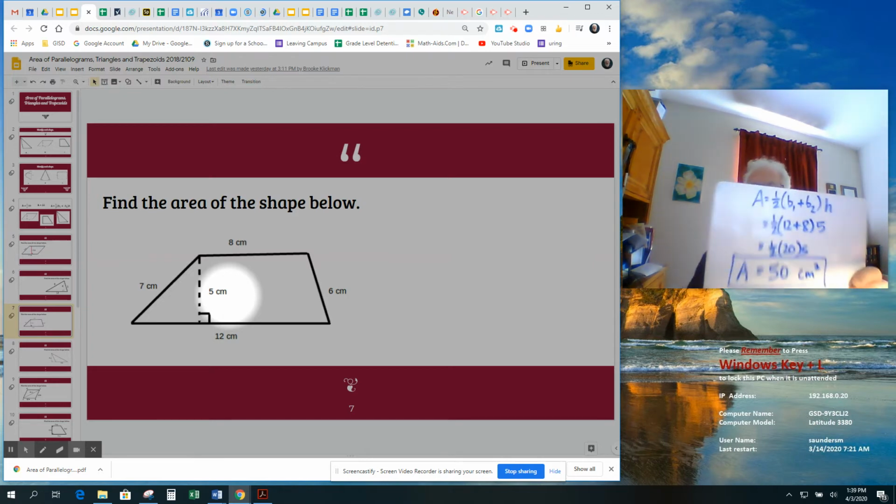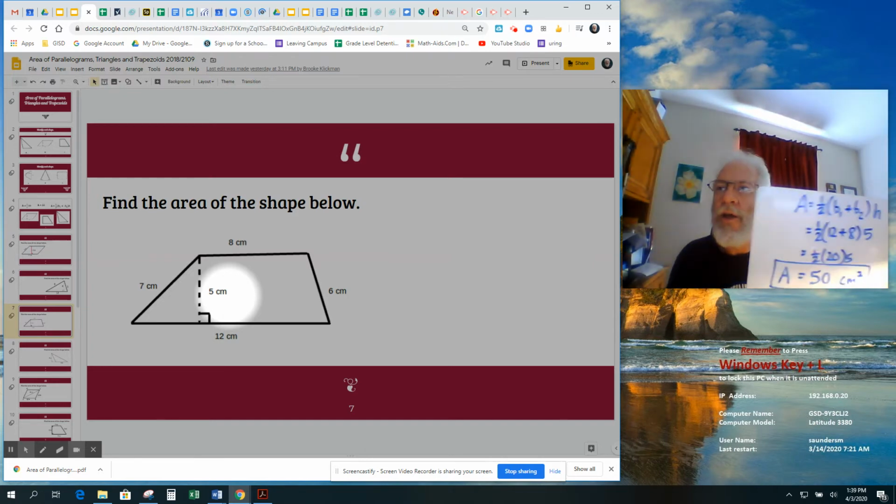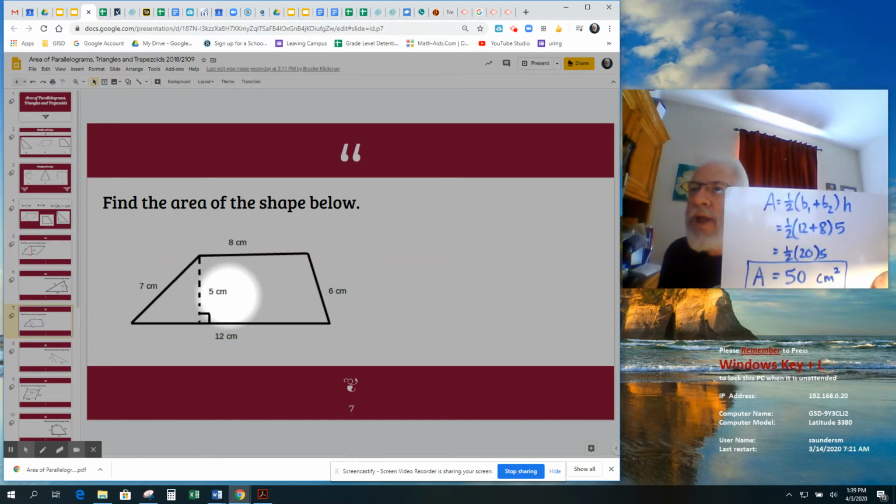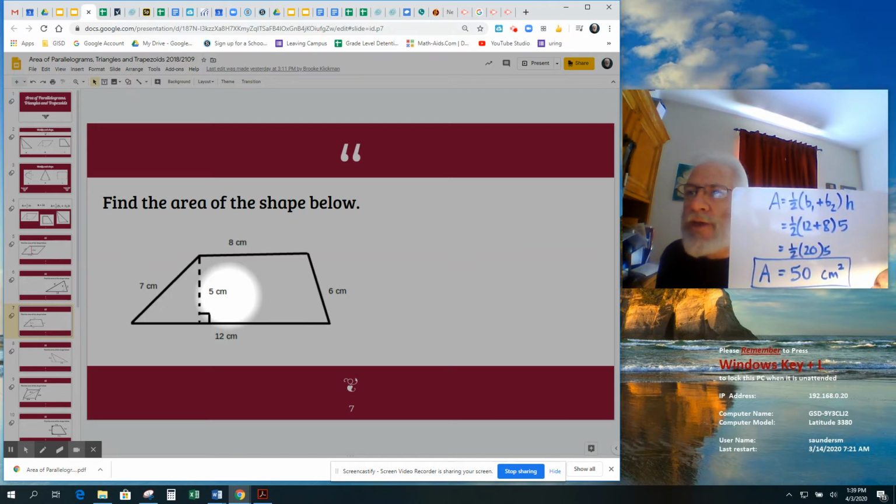So here's my total calculation. The area equals 1/2 times (B1 plus B2) in parentheses, times H. So my B1 was 12, my B2 is 8. I added those together to get 20. Remember, parentheses first. 1/2 times 20, or 20 divided by 2, is 10. And 10 times 5 is 50. So A equals 50 centimeters squared. Okay?